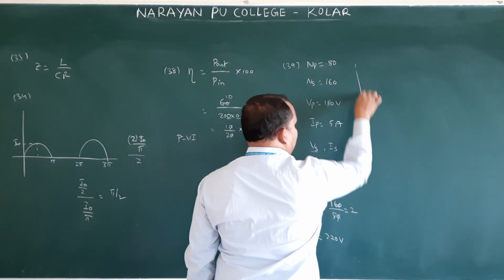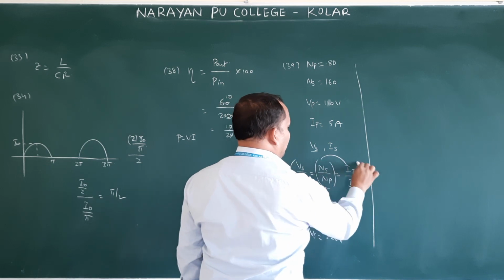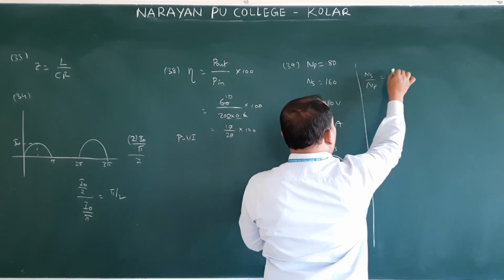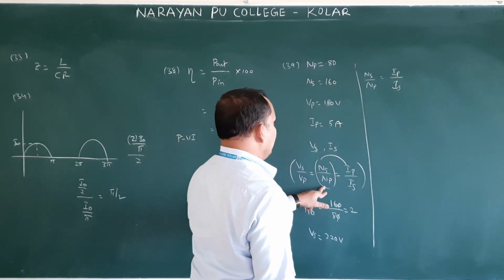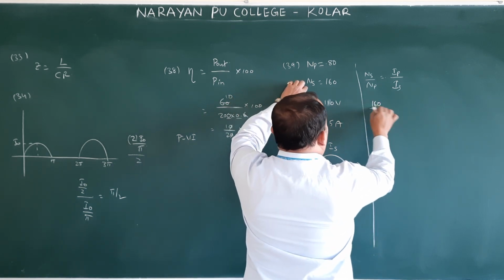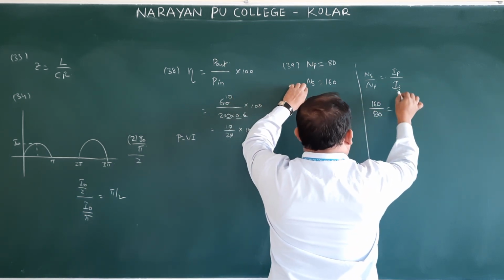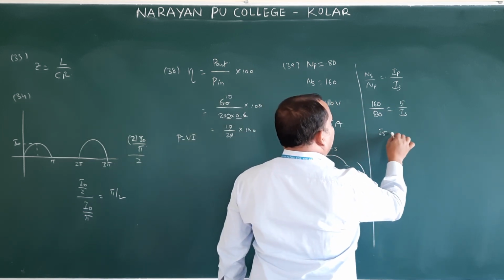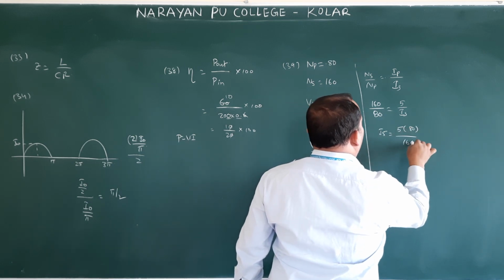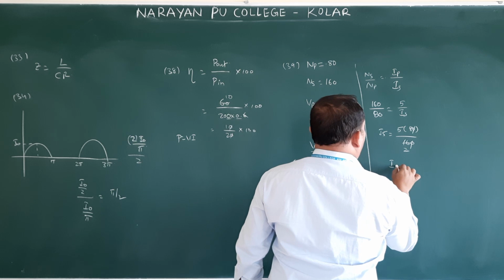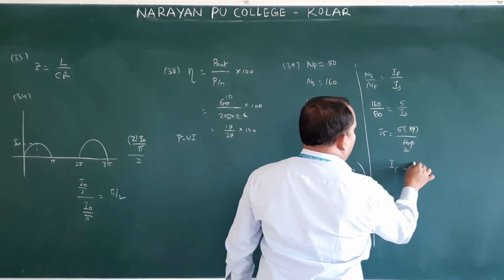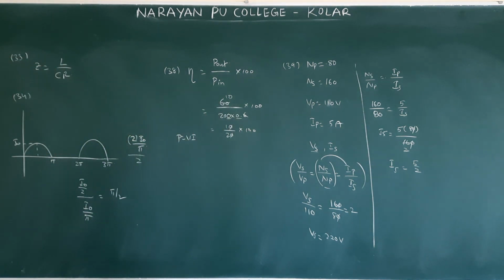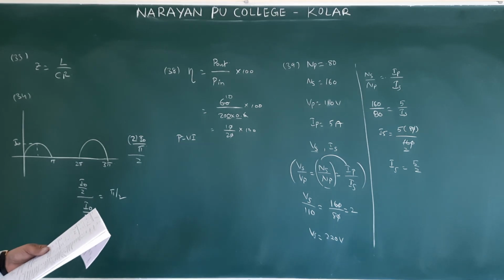Next they are asking Is. For Is you can take these two: Ns by Np is equal to Ip by Is. Ns value is 160, Np is 80, Ip value is 5. So Is is equal to 5 into 80 by 160. So Is is equal to 5 by 2, that is 2.5. One is 220, another one is 2.5. Option 3 is correct. And see the next one, question number 40.